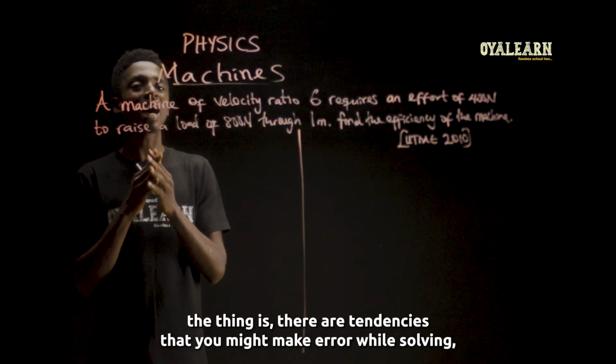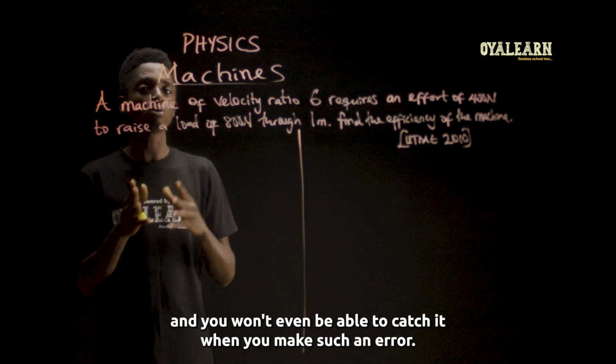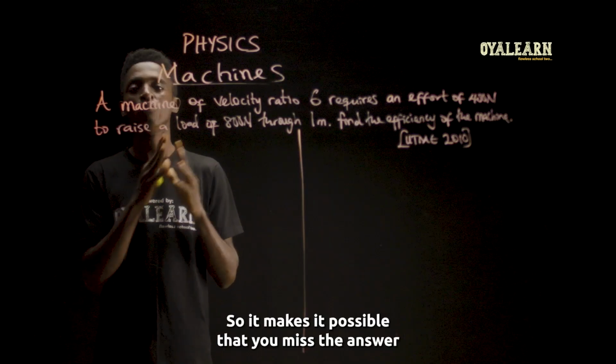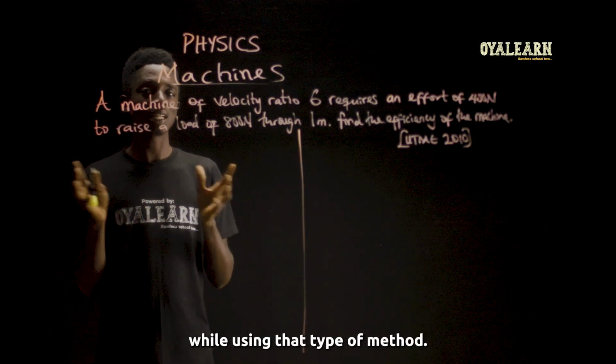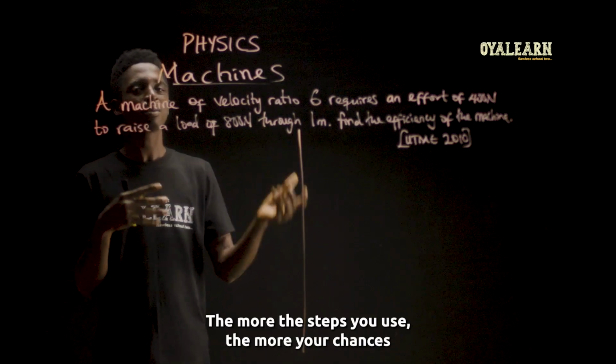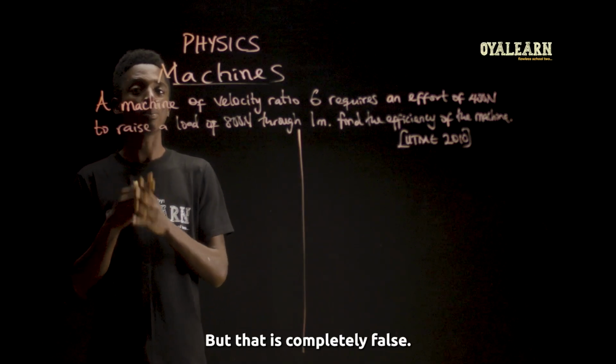But when you put everything together into one equation and you solve it in one single swoop, there are tendencies that you might make an error while solving, and you won't even be able to catch it when you make such an error. So it makes it possible that you miss the answer while using that type of method. And here's the thing about it. Some think the more steps you use, the more your chance of scoring a high grade in an exam, but that is completely false.